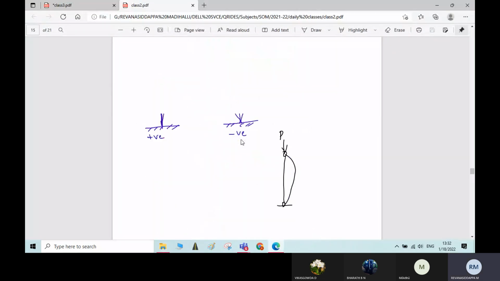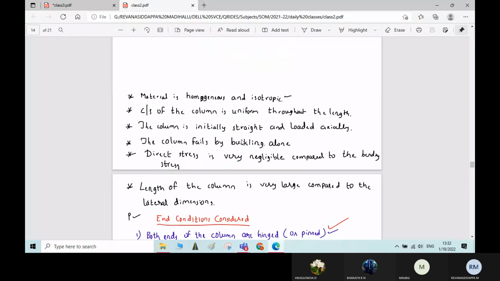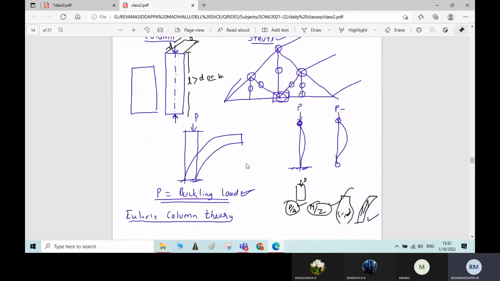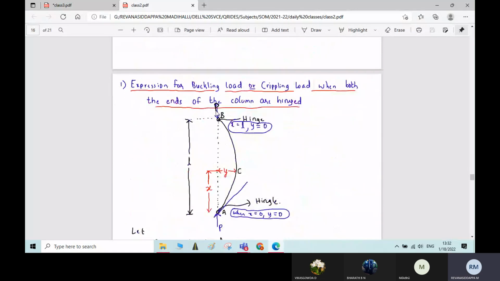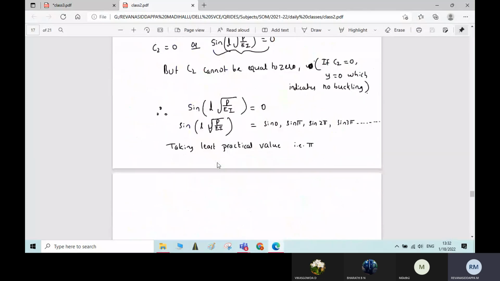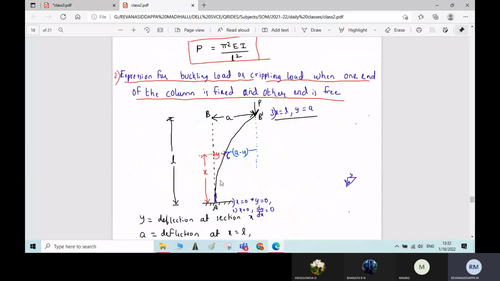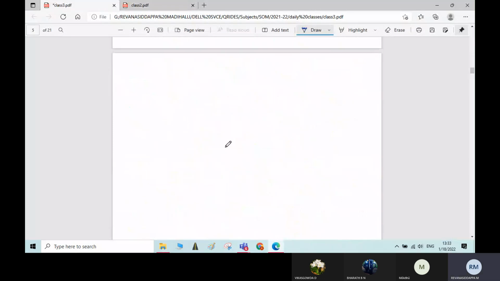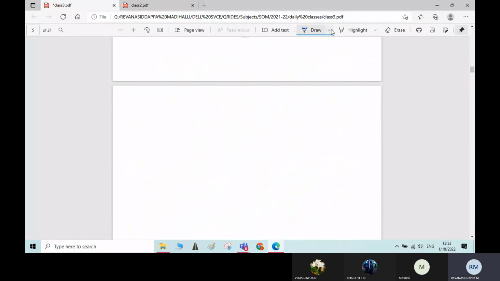We have completed a total of three different derivations. The first derivation is with the end condition where both ends of the column are hinged. The next derivation is one end fixed and the other end free. The third derivation is both ends of the column fixed. The fourth derivation for the buckling load of the column is one end of the column fixed and the other end hinged. For that condition we will derive the equation for the crippling load or the buckling load.